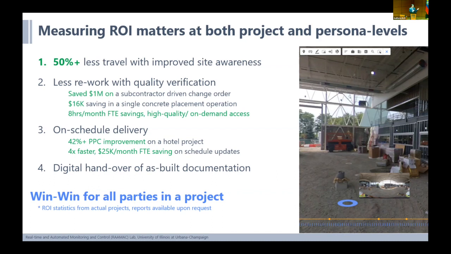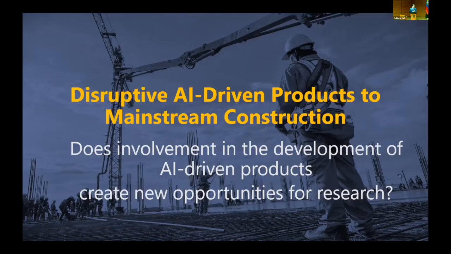So as you can see here, we've looked into the savings on quality control at the personal level. What is it for the superintendent? You no longer have to chase down the subcontractors, and every party that's engaged in the project will be able to benefit from this technology.